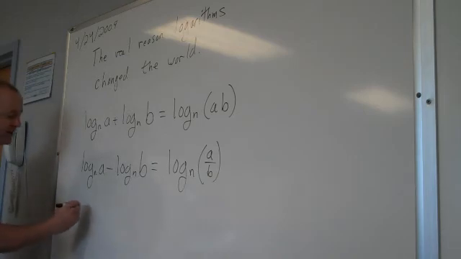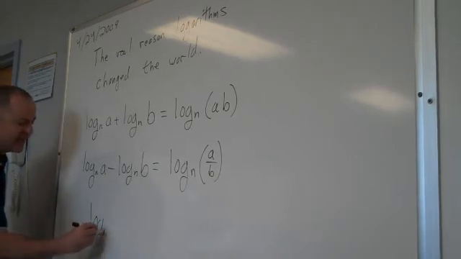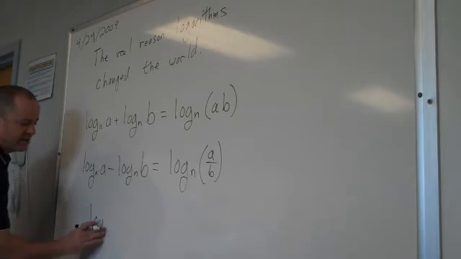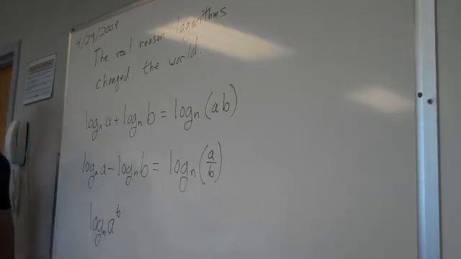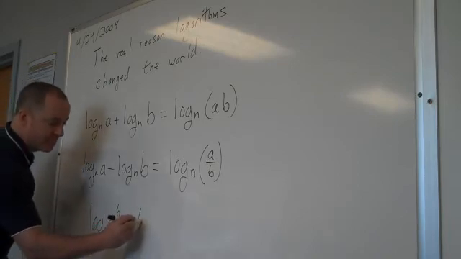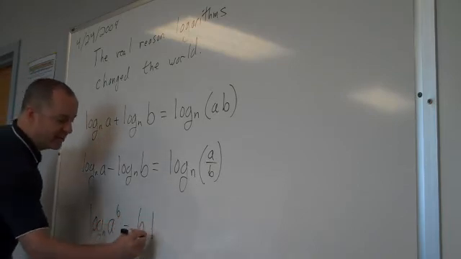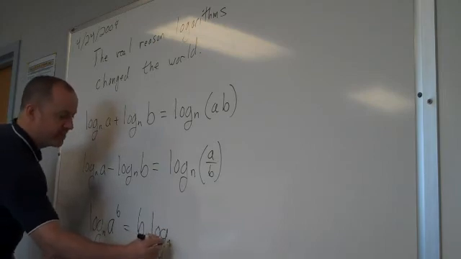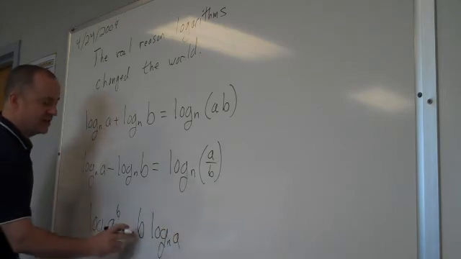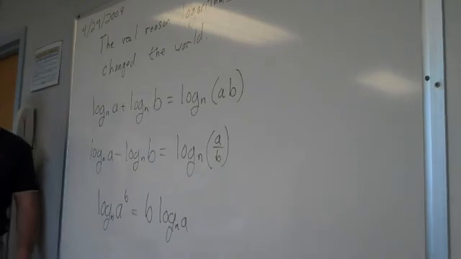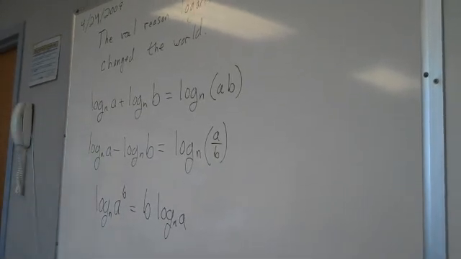Now, last one is if you have log base a, log base n, I want to be consistent, of a, and that's raised to an exponent that I'll call b. You can bring the b down in front, and it goes from being an exponent to being a coefficient. You can do that forward or backwards.